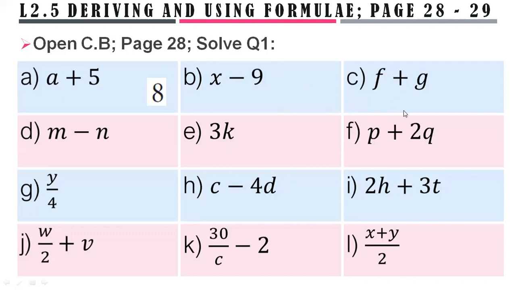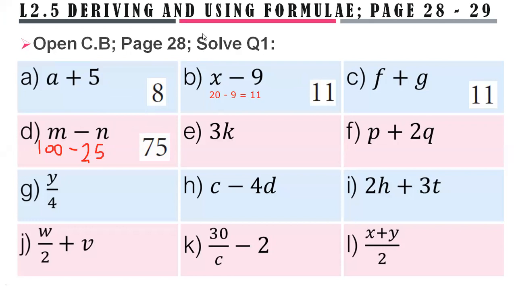Okay, m minus n when m equals 100 and n equals 25. So 100 minus 25. It's 50, what? 75.